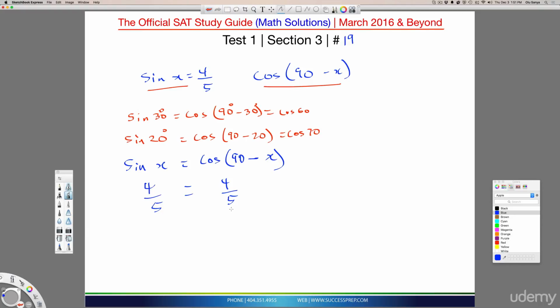And that's pretty much it. Yes, the answer is 4/5. It's just really understanding this trig relationship, that the sine of something is equal to the cosine of 90 minus that same angle, and so these two are equivalent, so the answer is 4/5.